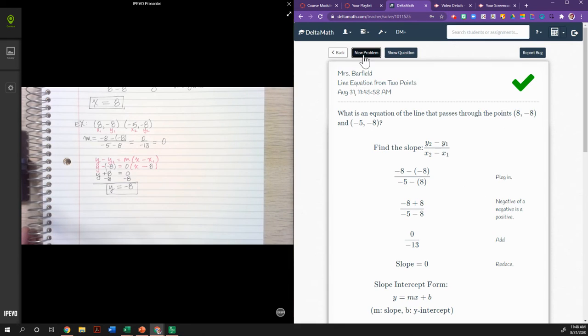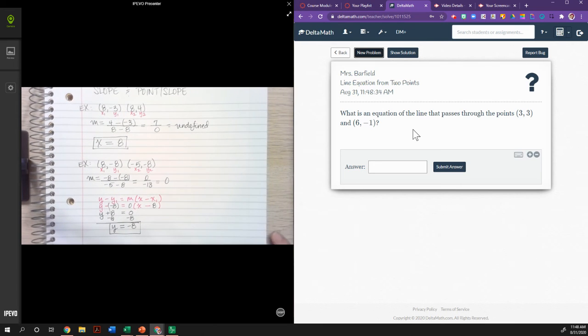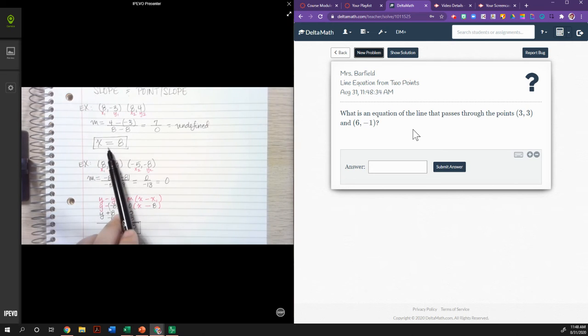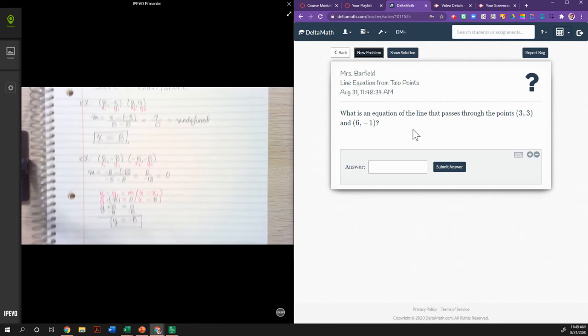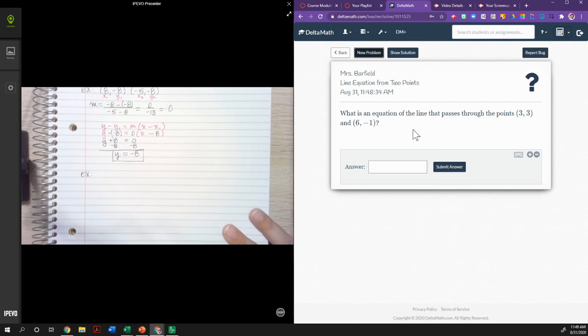Okay? All right, now, before we do this last problem, if you're looking at it and you're thinking to yourself, you know, Ms. Barfield, I think I could have done that with no work. You are absolutely right. You could have absolutely done it with no work. Okay, when your x coordinates are the same, x equals 8. When your y coordinates are the same, y equals negative 8. Okay, all right. But let's look at our last example and then we'll be done with our videos for today.